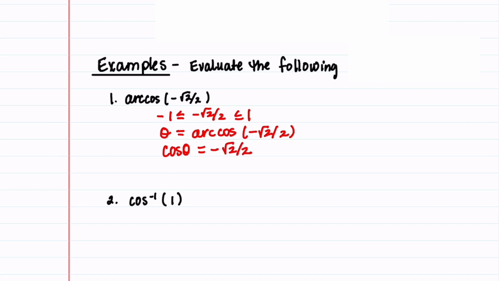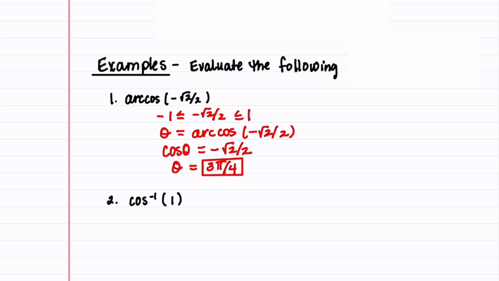Cosine is negative, so it's going to be in the second quadrant, and our theta is going to be 3 pi over 4. This tells us that arc cosine of minus root 2 over 2 is equal to 3 pi over 4.